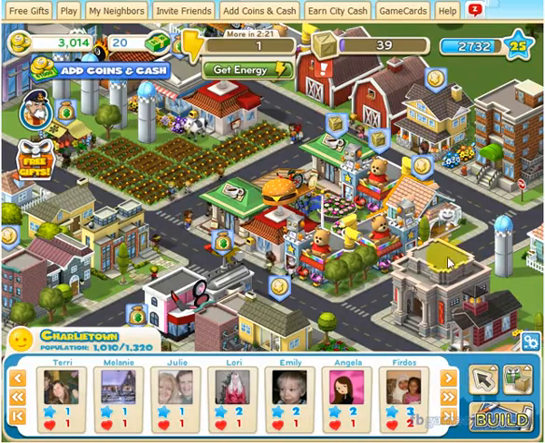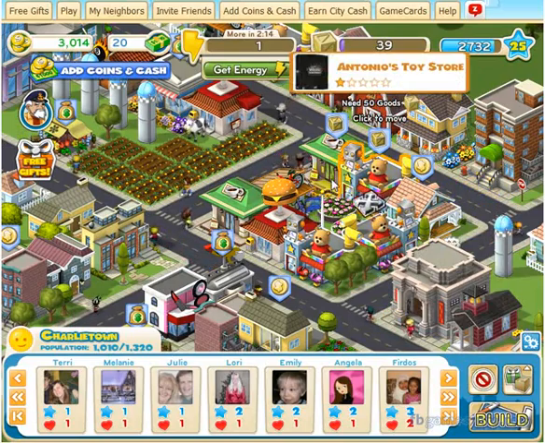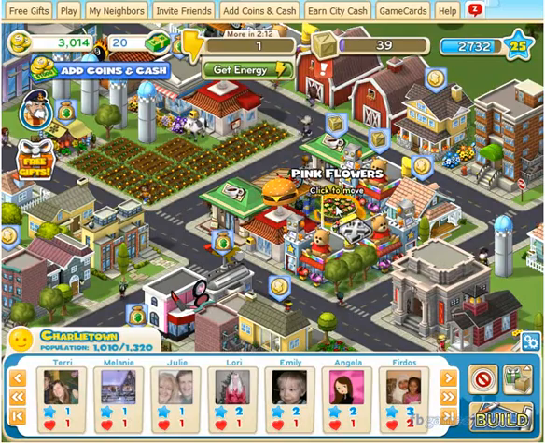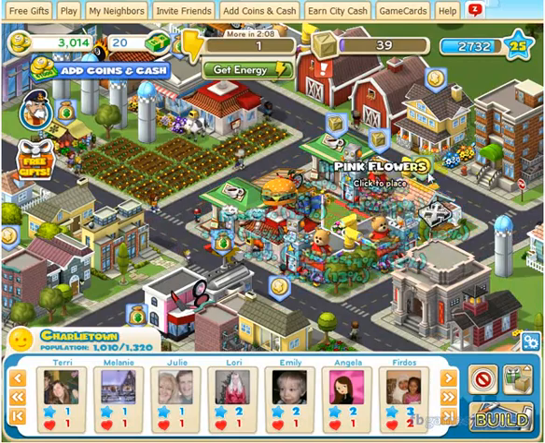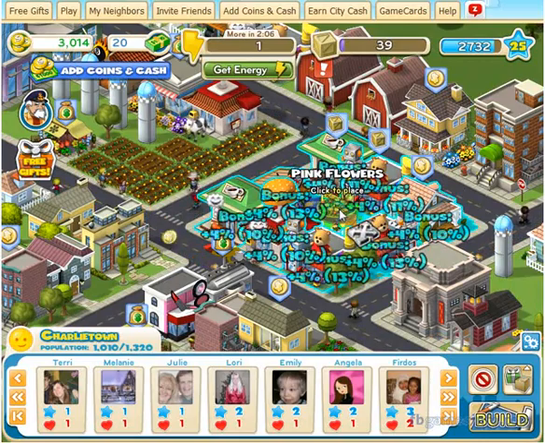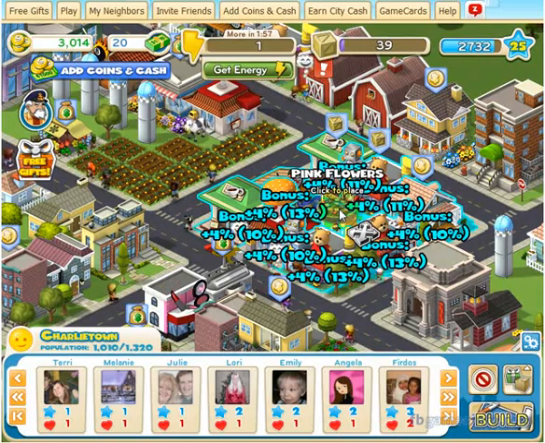And the way you move things around, I'm going to click on the arrow and go to the move icon. And now I can click on anything and move it. Let me get this pink flower, so I'm going to click on it. And so now I can move it. But if I put it here, what you can see is it adds 4% to each of the businesses in the area as far as how many coins I collect when I click on it.